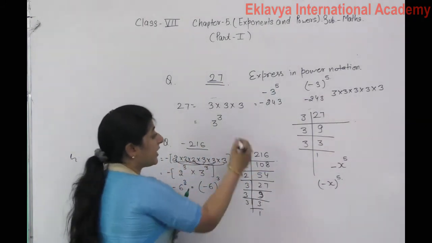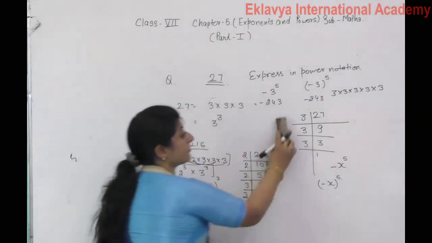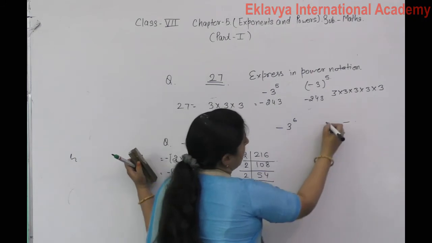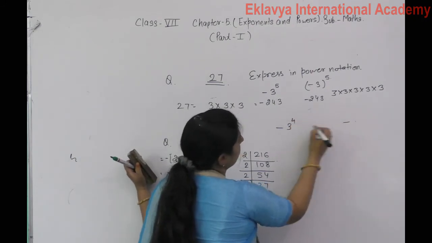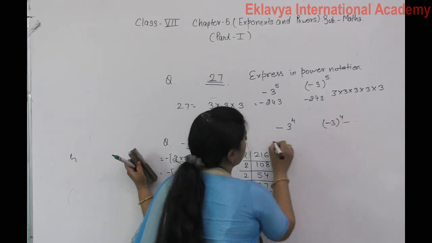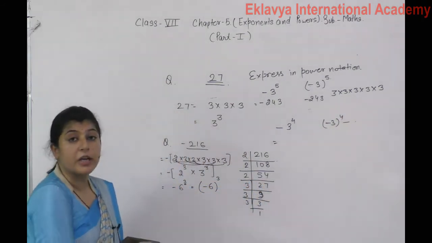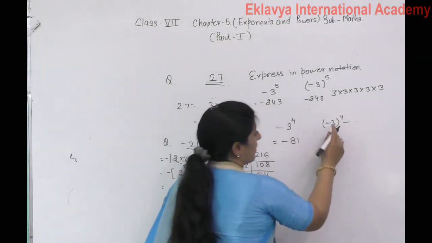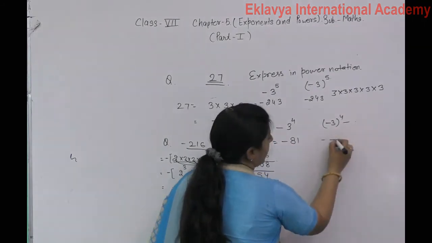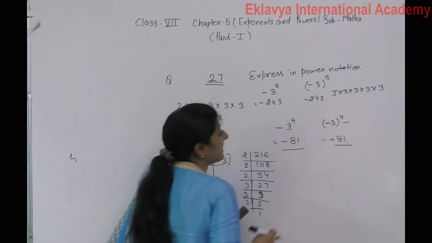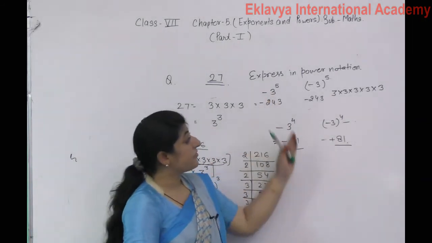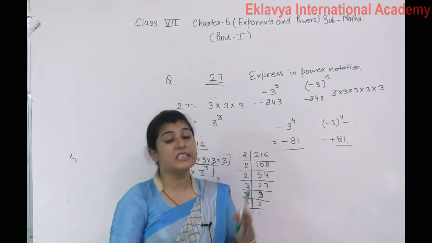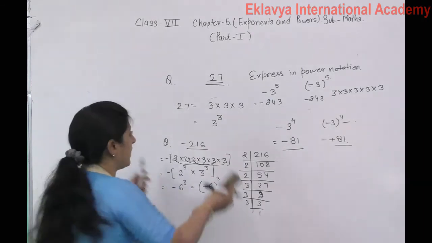But when you take minus 3 power 6, or suppose I take 4, minus 3 power 4, then there is a difference. These are not equal, because one means minus 81 or it means plus 81. So we can't say they are equal. So there is some difference. Check the power carefully, whether it is odd or even. Then decide your sign.